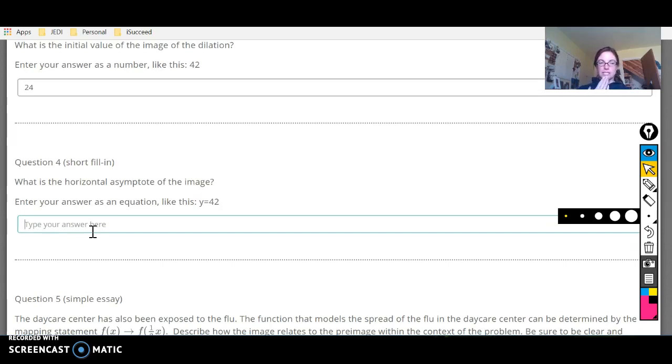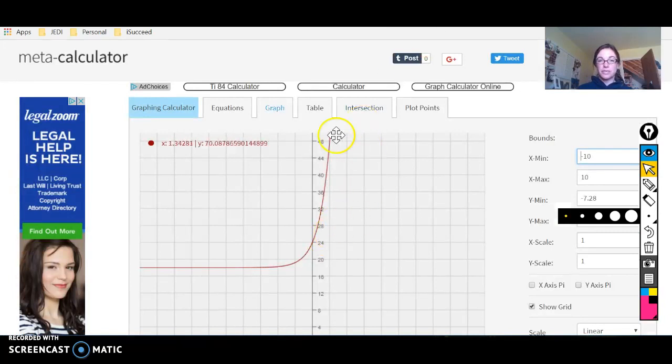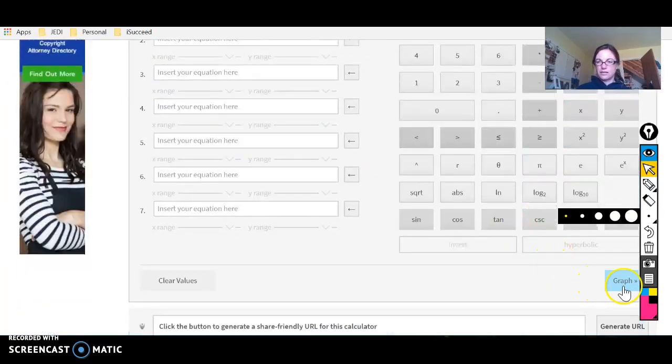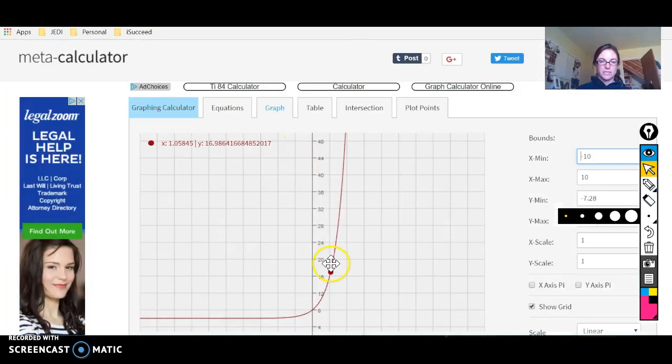Let's make it so your answer is not right. So the horizontal asymptote of the image, which was the pre-dilation, happened when we weren't multiplying by 3. And so that asymptote was happening down here at y equals 6. The horizontal asymptote of the dilation was y equals 18.